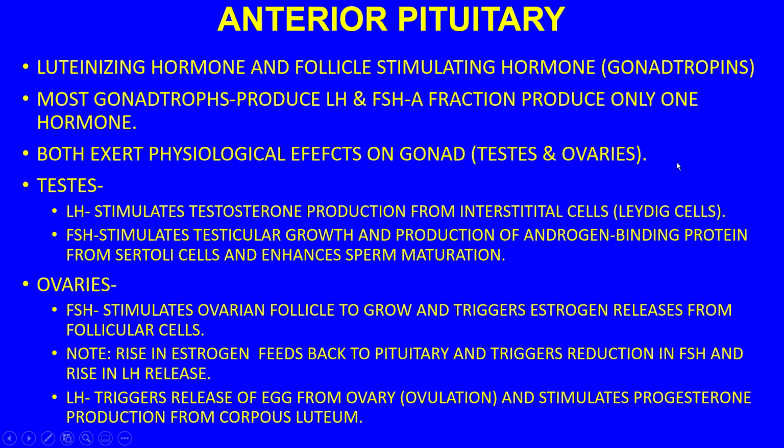The next one we want to deal with are the gonadotropins, luteinizing hormone and follicle stimulating hormone. Most gonadotropes produce both LH and FSH. There are a fraction of the cells that will only produce one. And sometimes what happens is, depending on the stimulation, they will be producing one where they normally produce two. So they flipped over. Both of these exert physiological effects on the gonads, in other words, testes and ovaries.